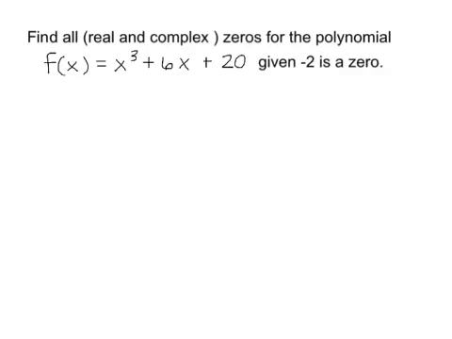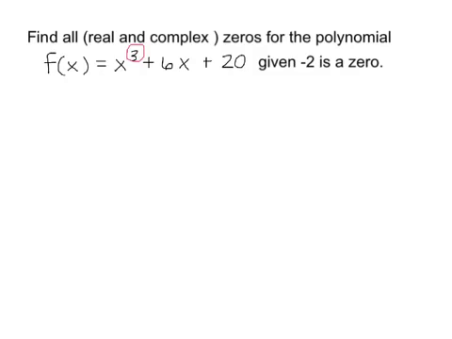In this problem, we want to find all the zeros for the polynomial f of x equals x to the third plus 6x plus 20, given that negative 2 is a zero. Now when we say all zeros, we mean both real and complex. So the way we start with this one, first of all, we should note that n, or the degree, is 3. That means there are 3 zeros, 3 factors that go with this polynomial.